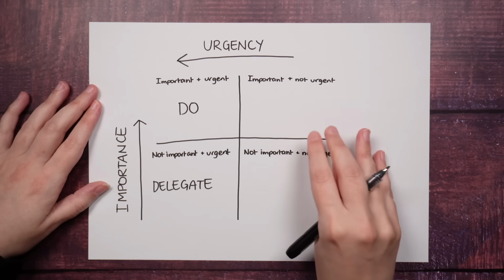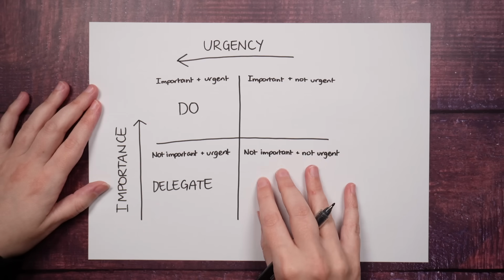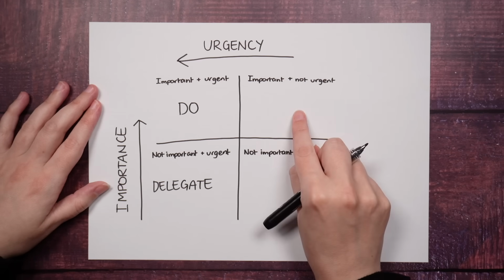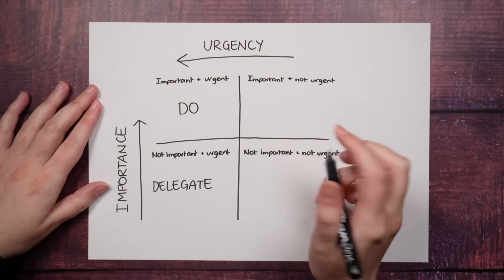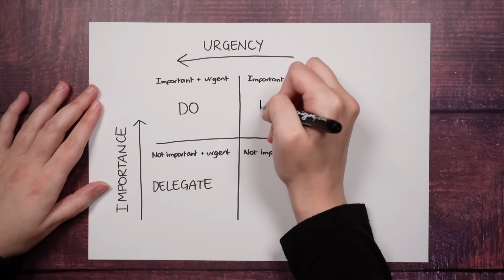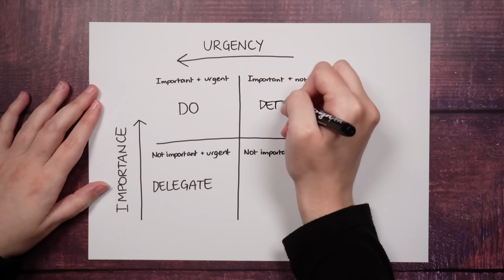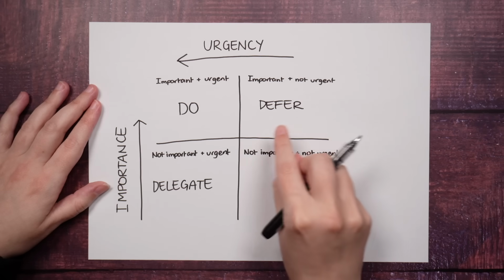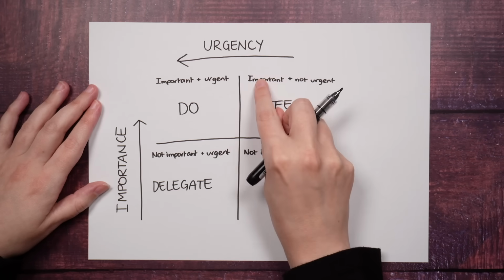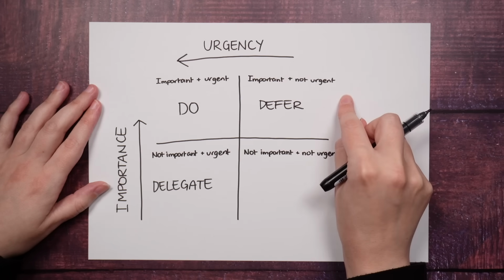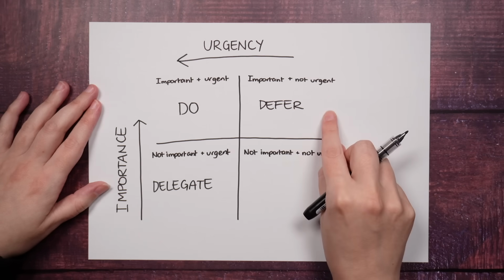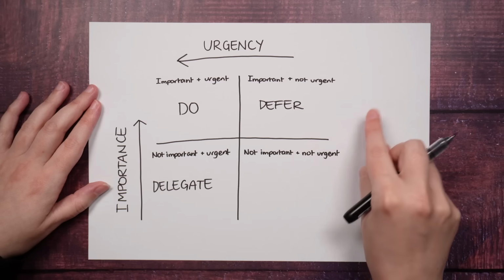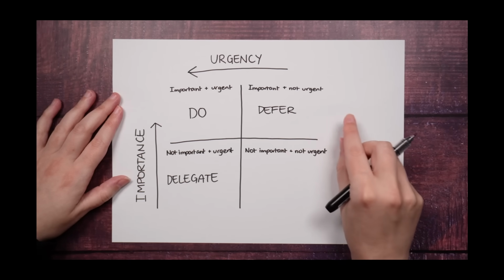If you've seen any content on the Eisenhower Matrix before, you may have seen that this quadrant often gets labeled as decide, as in decide when to do it. I personally prefer to use the word defer, mainly because I just like the way it sounds better, but we do want to be wary of this. We don't want to constantly be putting off the things that are important to us just because they're not urgent. So when I say defer here, I do not mean defer indefinitely. I do not mean put off until you're on your deathbed and you're like, dang, I wish I did that stuff.